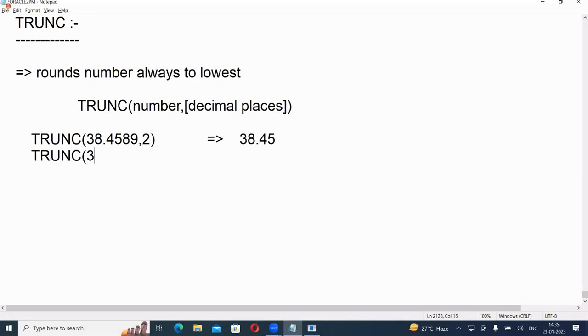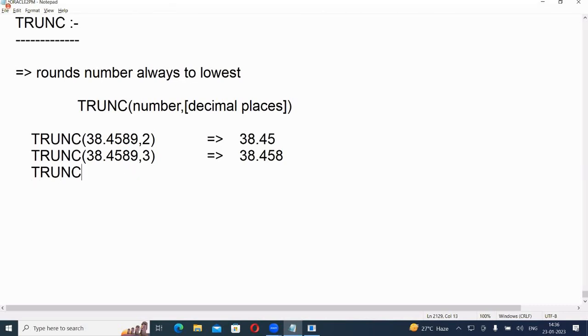Then trunc of 38.4589, comma 3, then 38.458. Because you're asking to round this value to 3 decimals. What are the 3 decimals? 458. Okay, then next one.